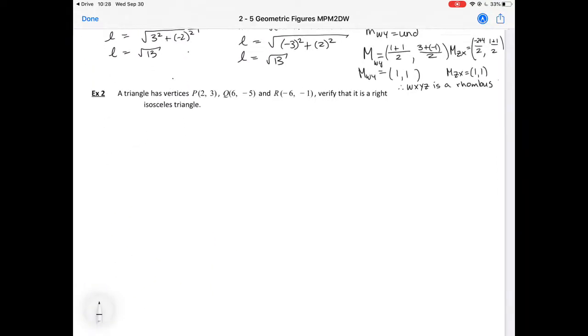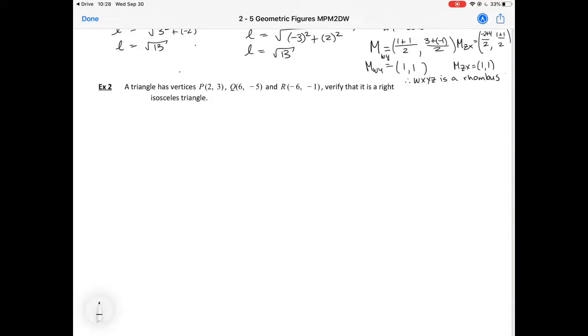The second one that we're going to look at is a triangle, and this triangle has vertices P, Q, and R. So same thing, I'm just going to plot them here so I can visualize where they are. P, Q, and R. So here. And I want to verify that it is a right isosceles triangle. So the first thing that we're going to do is look at the lengths of the sides. 2 sides need to be equal.